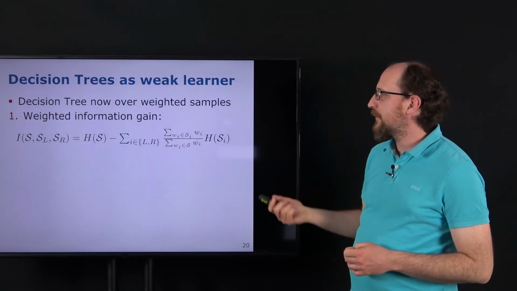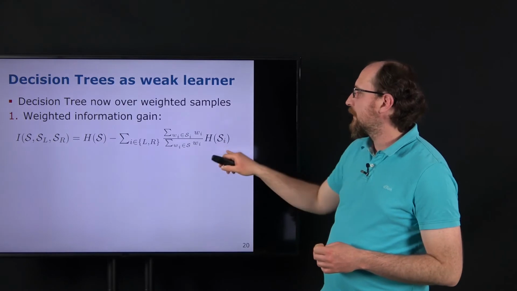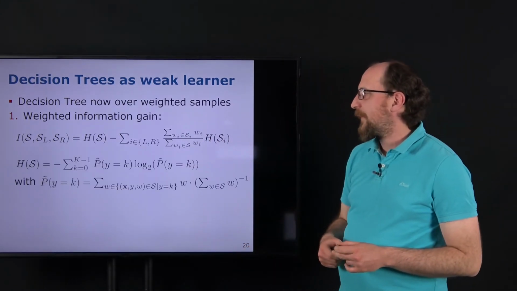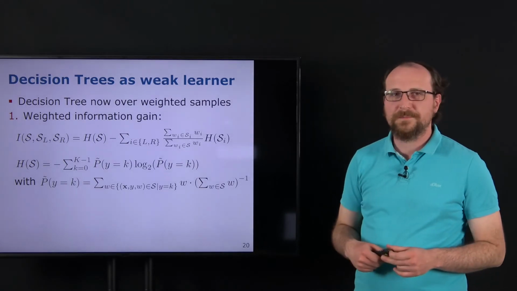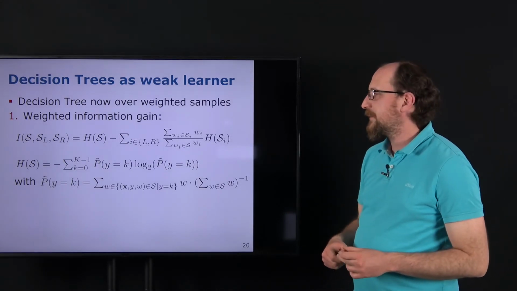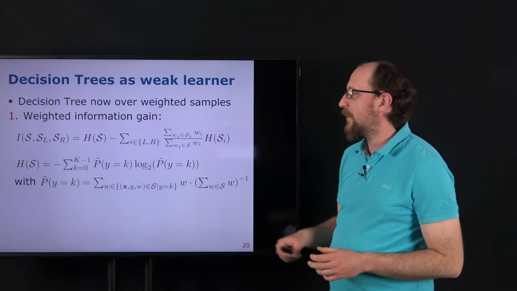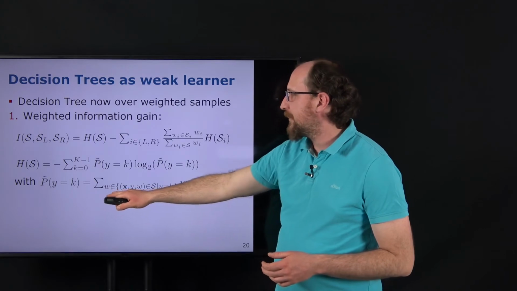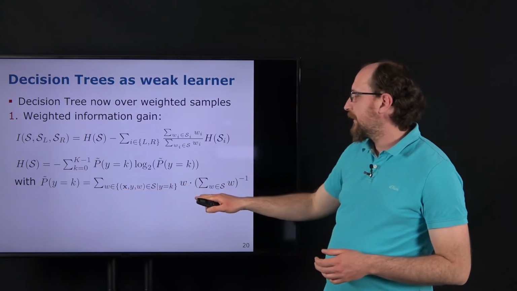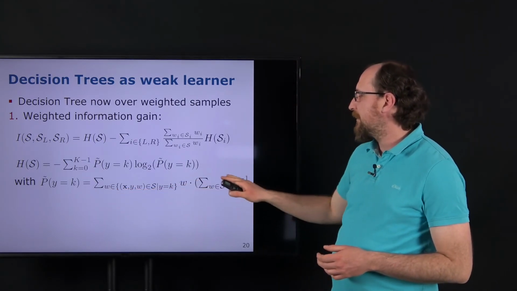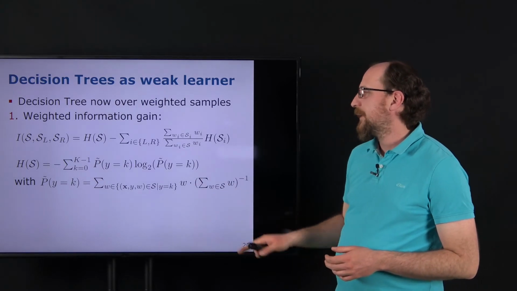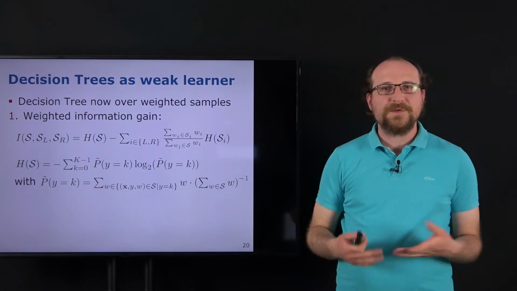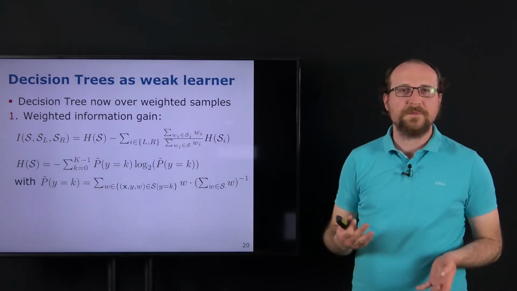And what we also now have to do is account in the entropy for this term, or for the weights. And for this we are just using the same idea. Basically we are not counting over all the examples, but we are just using the weights for each example and divided then in the end by the sum over all examples. So when we use this, then we get information gain which accounts for the weighting of the examples.